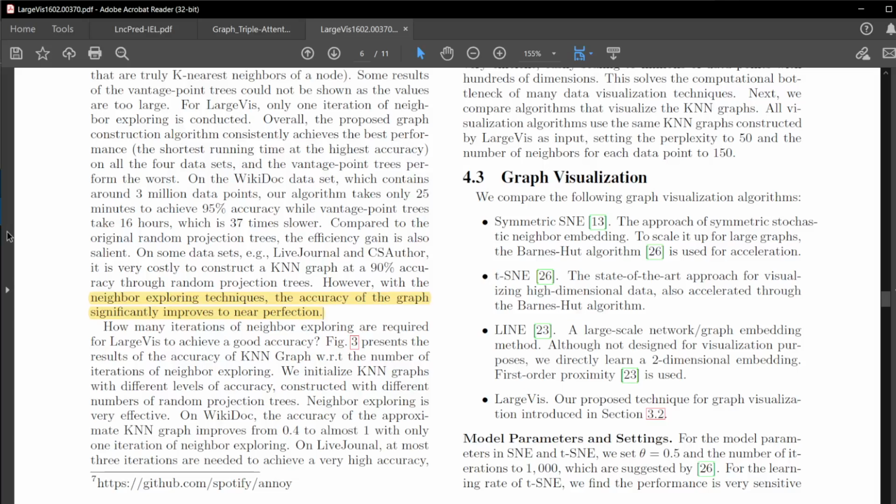Neighbor exploring is very effective. On Wikidoc, the accuracy of the approximate KNN graph improves from 0.4 to almost 1 with only one iteration of neighbor exploring. On LiveJournal, at most 3 iterations are needed to achieve a very high accuracy.